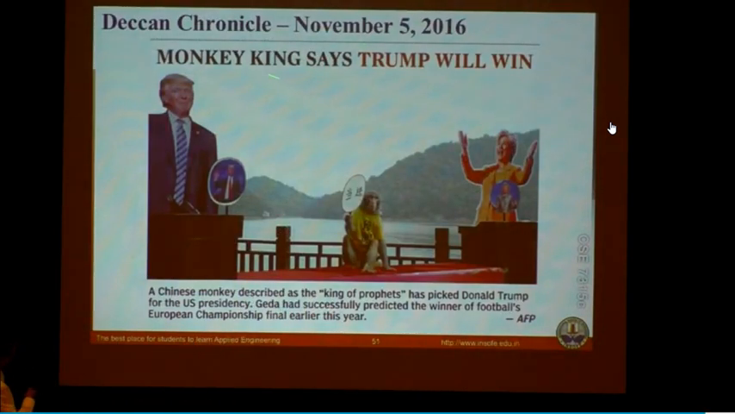November 5th. Monkey King says Trump will win. And there is a monkey in China that seems to be just like the octopus that was given the World Cup football predictions. So a Chinese monkey described as the king of prophets has picked Donald Trump for the US presidency. Geda has successfully predicted the winner of football's European Championship final earlier this year. 50% chance someone will get that.